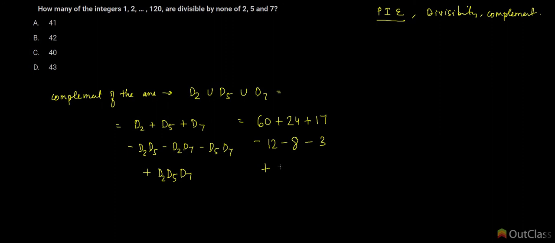And then you have to put a plus. 2 into 5 into 7 is 70. Multiples of 70 less than or equal to 120, there is only one of them. And this is going to become how much? 24 plus 17, 41, plus 60, 101, minus 20, 81, minus 3, 78, plus 1, 79. 79 is not my answer, it is the complement of my answer. My required answer is total minus what I just found, which is going to be 120 minus 79, 41.